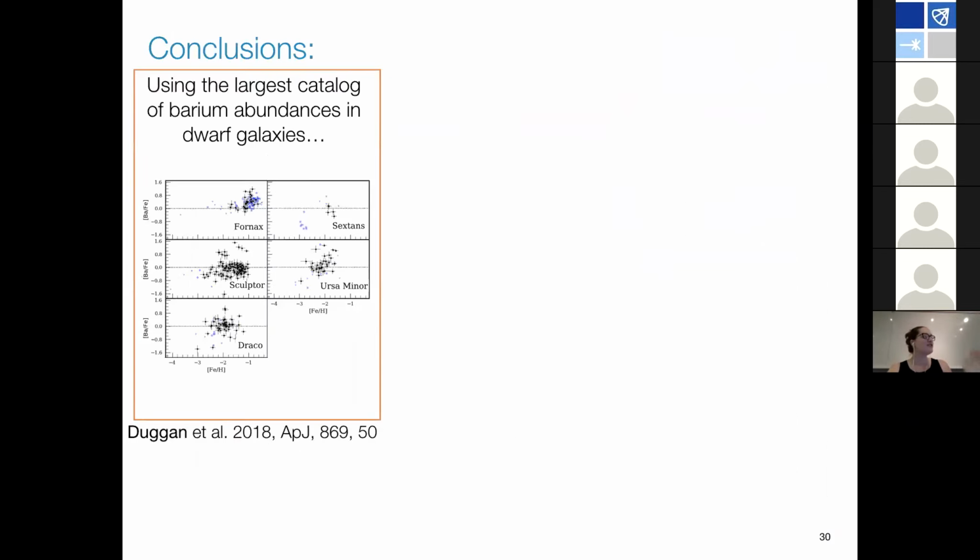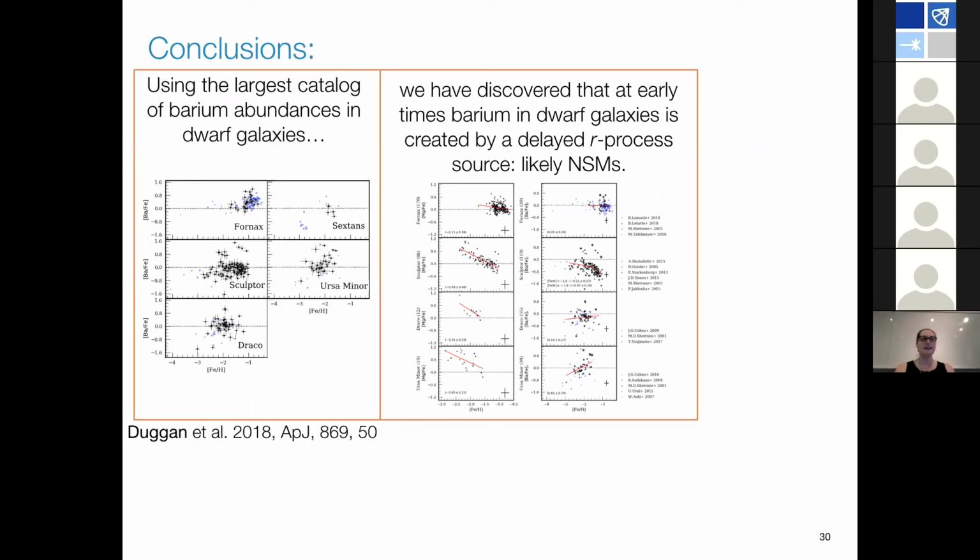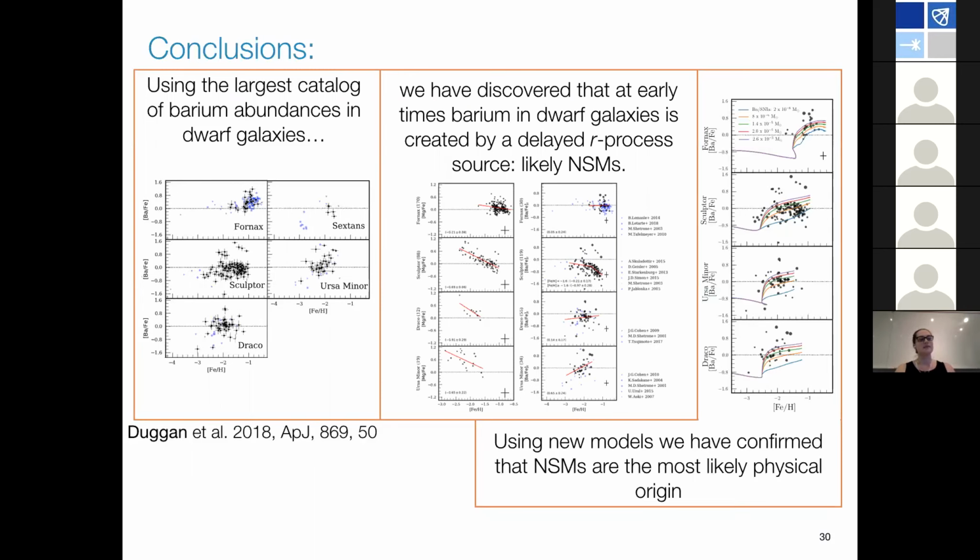To conclude, using the largest sample of barium abundances in dwarf galaxies, we've discovered that at early times, barium in dwarf galaxies is created by a delayed r-process source, likely neutron star mergers. And using new models, we have confirmed that neutron star mergers are the most likely physical origin. In future work, we'll use these models to constrain the neutron star merger rates and yields.